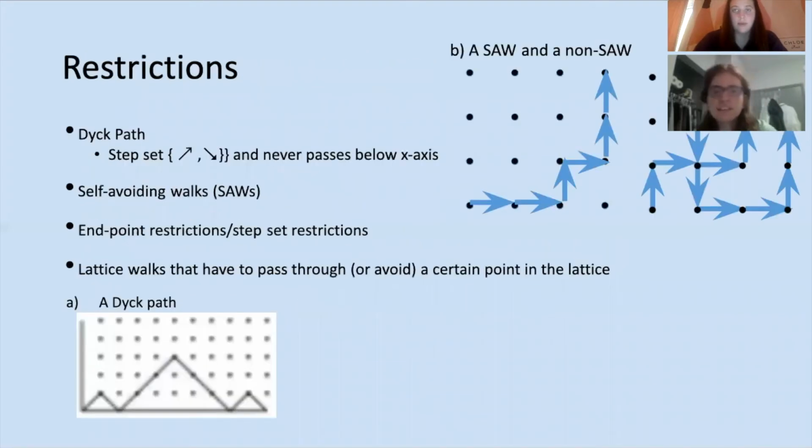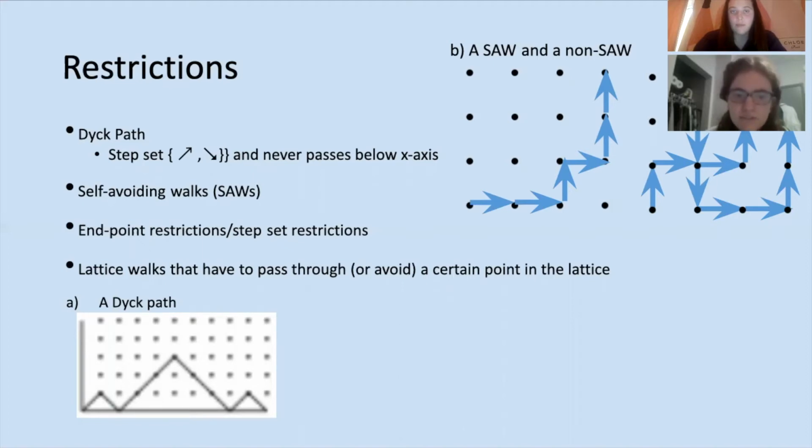One of the other things with lattice walks is there's a lot of interesting restrictions you can apply to them. First off, we have one fairly common restriction, which is called a Dyck path, and it uses this step set here, which is up and to the right and down and to the right. The restriction on this path is that it never passes below the x-axis. So you can see a picture of one here in figure A.